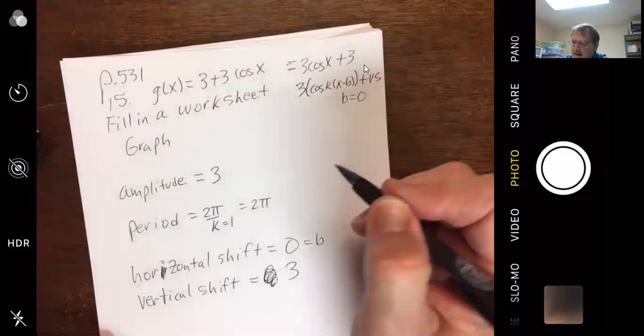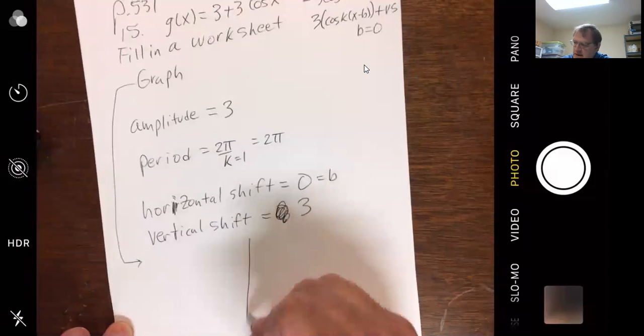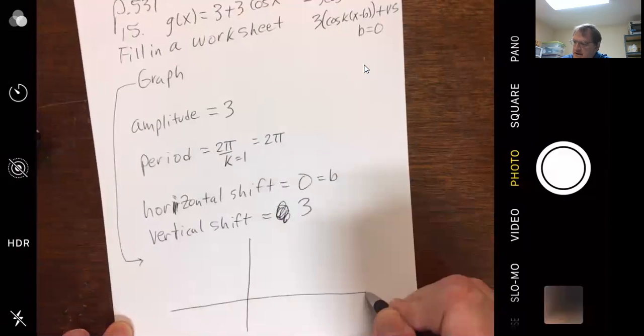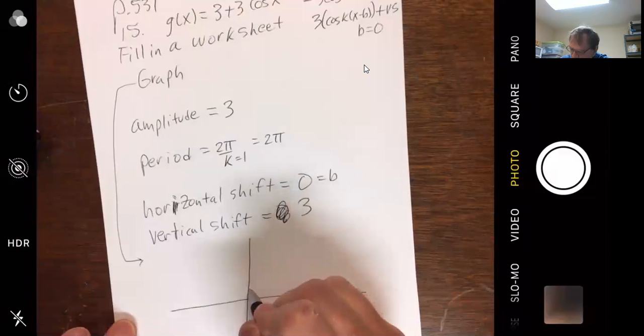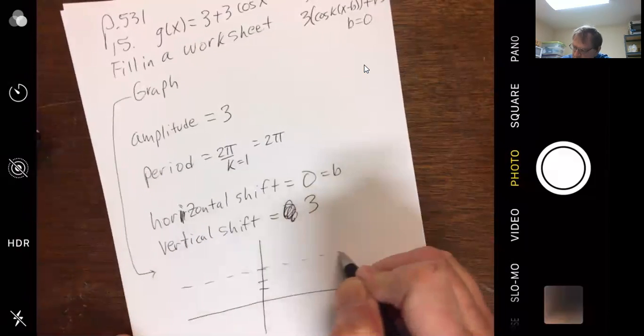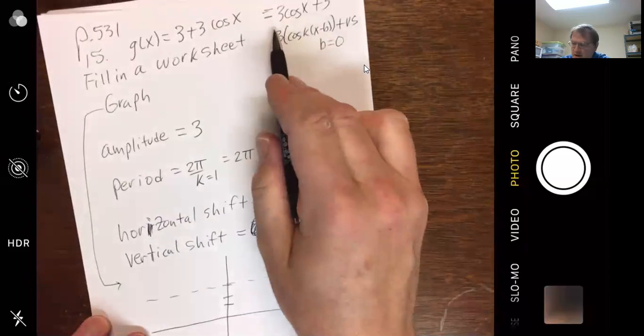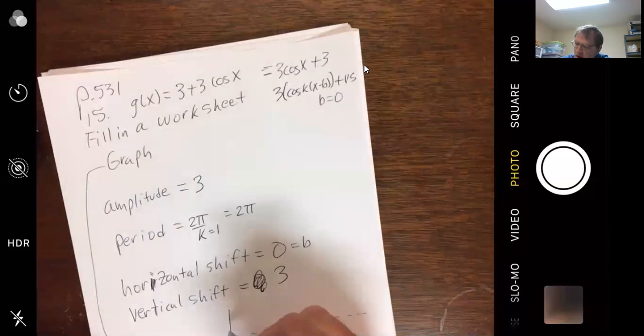And your amplitude is the absolute value of the coefficient in front, and that will be equal to 3. If you want to do the graph down here, where I got a little more space, you're going to find this one shifted up, the vertical shift shifting this up 3. That's where it's going to be centered around. And then it's going to go with an amplitude of 3, up 3 above that.